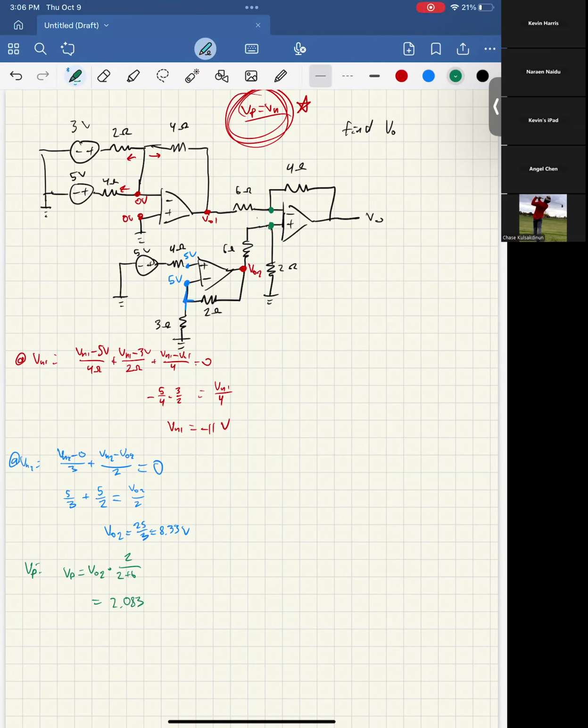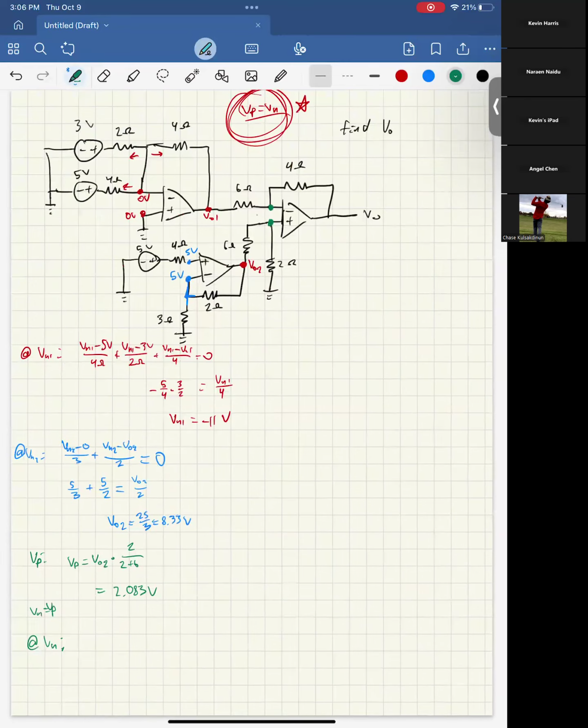Yeah. So that's our VP. And then our Vn is the same, right? So Vn equals VP. And so now if we do a node at Vn, it's going to be the same thing we've done before. It's going to be Vn minus V out 1, that's going to the left, over 6 ohms, plus Vn minus V out over 4 ohms equals 0.